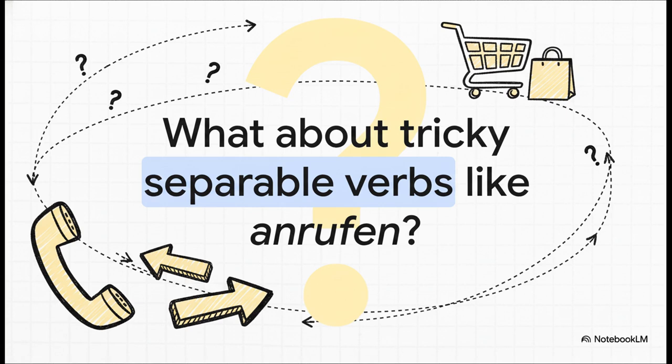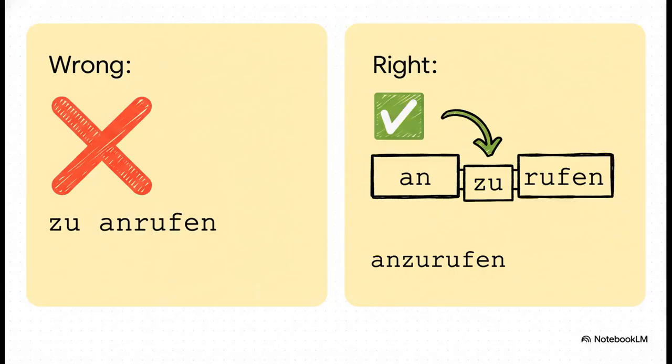But now for the classic German curveball. What happens with those tricky separable prefix verbs? You know the ones I'm talking about, like anrufen for to call, or einkaufen for to shop. Where in the world does the zu go then? This is the one that gets everybody. So here is the secret, and it's kind of weird, but it works. Your first instinct might be to just stick the zu out in front, right? Zu anrufen. Well, nope, that's wrong.